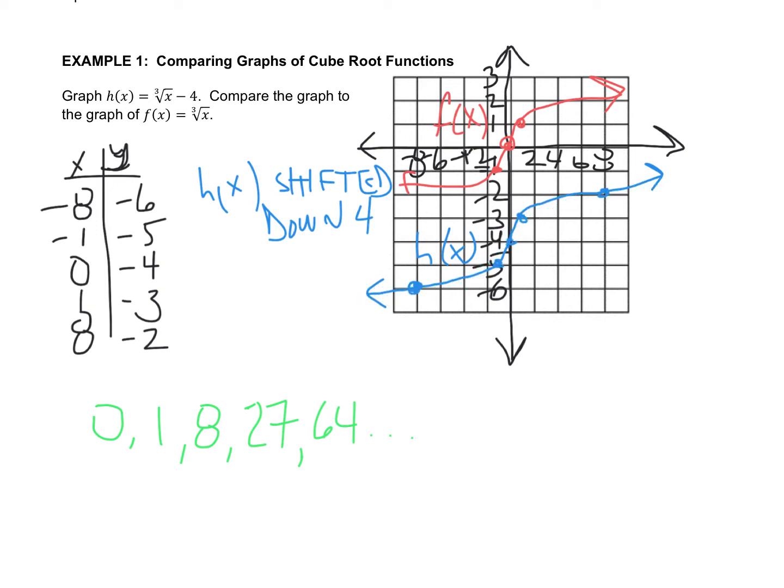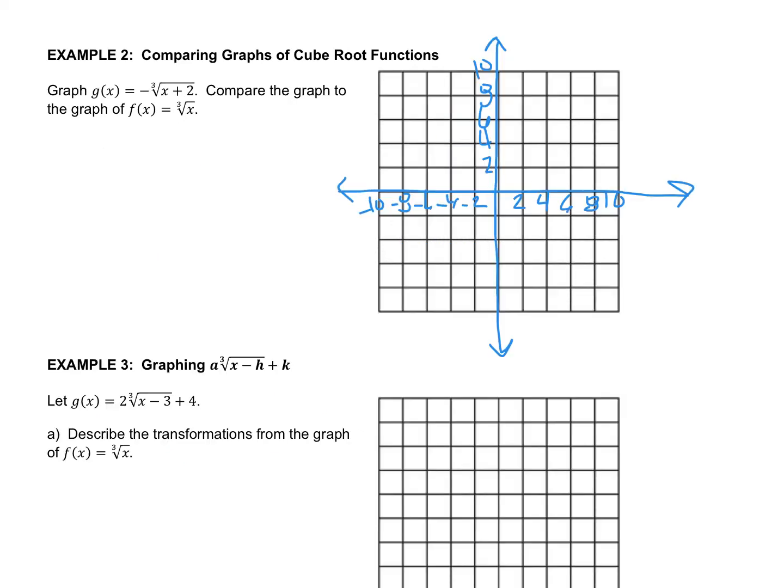I also put in the parent function, f of x, which would look like this up top here, just so we can get a feel for what is actually happening. As we have probably started to figure out, when I'm comparing the graphs, this minus 4 is doing a vertical translation, and the minus 4 outside of the radical is telling me to go down 4. All of our points here are shifted down 4 units, so h of x shifts down 4 compared to the parent function.